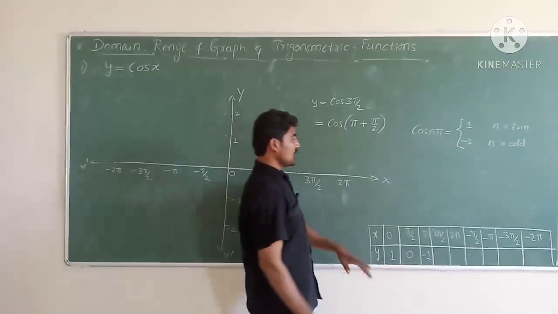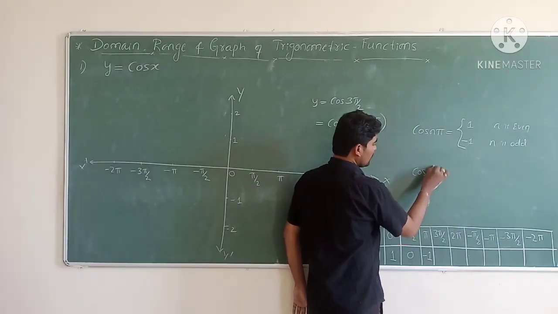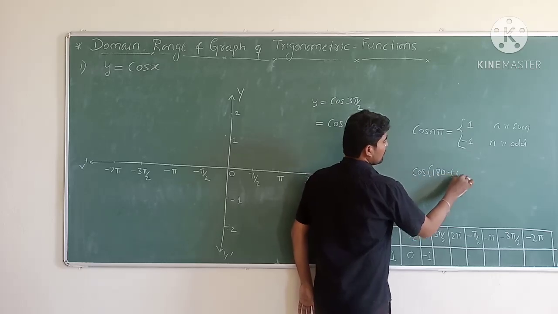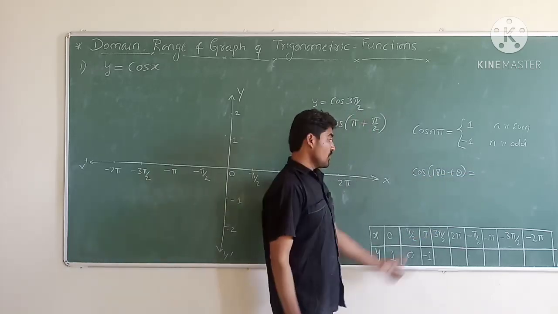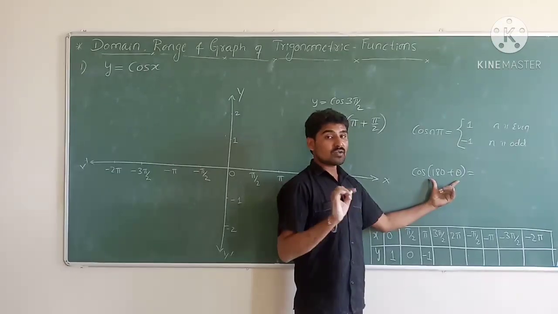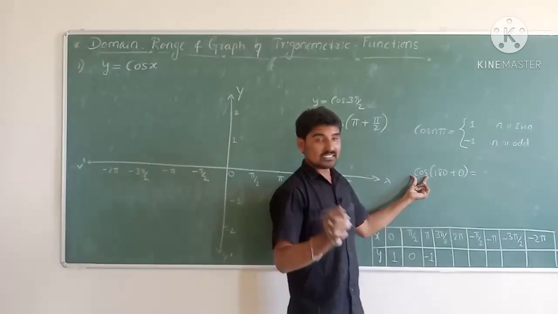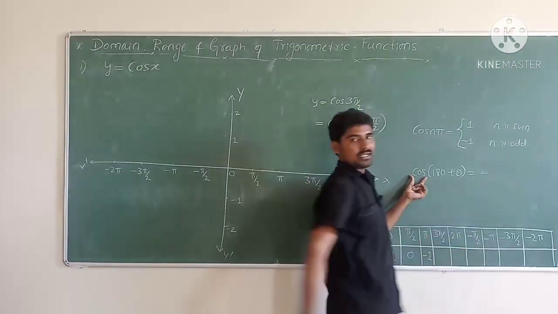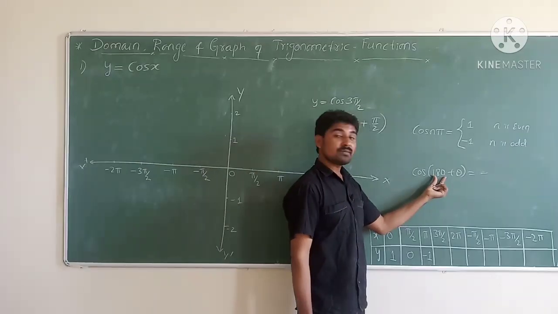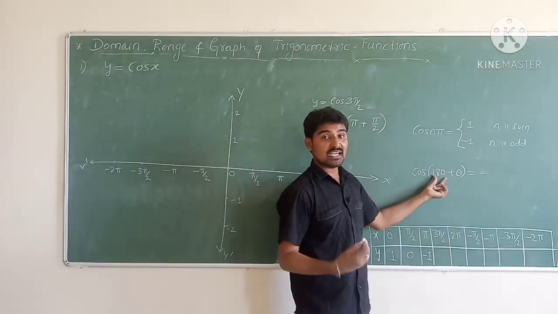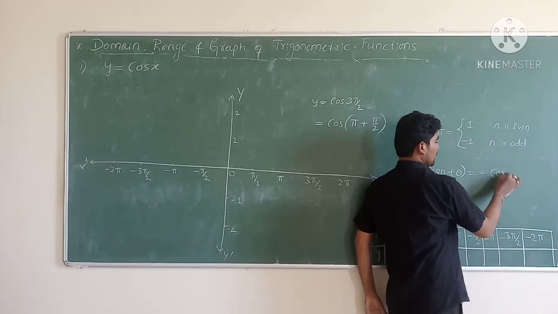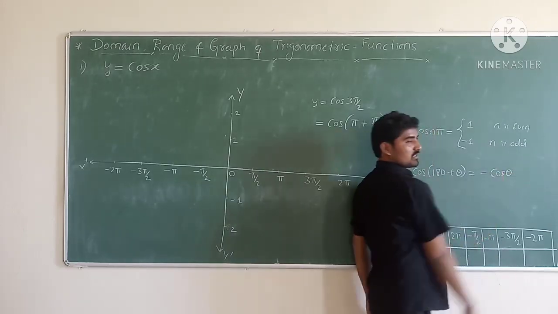So cos of pi plus pi by 2, how? The formula is cos of 180 plus theta. 180 plus theta lies in the third quadrant. In the third quadrant cos is negative, so minus. And in terms of 180 degrees, cos remains as it is. So cos of 180 plus theta is minus cos theta.